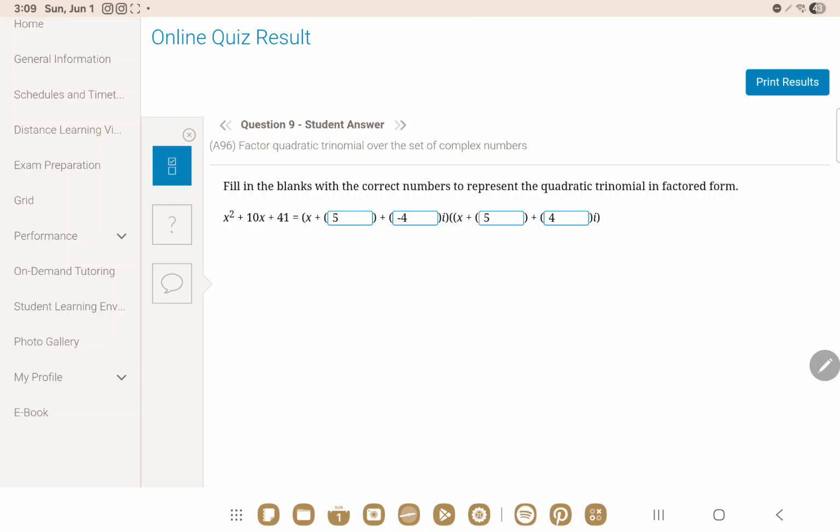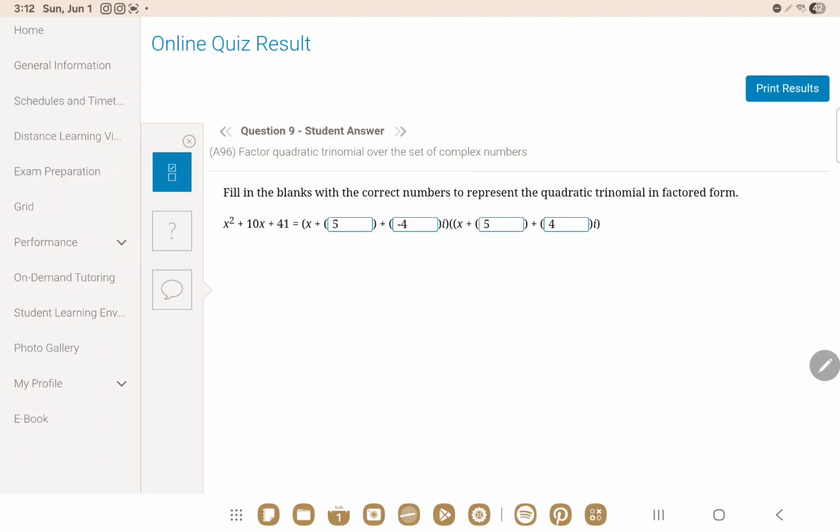Okay, so fill in the blanks with the correct numbers to represent the quadratic trinomial in factored form. Now, what do we do for these types of questions? You have to do the same thing we've been doing. Find the answers first. Then I'm going to show you what to do next. So, delta equals 10 squared minus 4 into 41. Do it on your calculator. You're going to get, again, negative 64, which equals 64i squared.